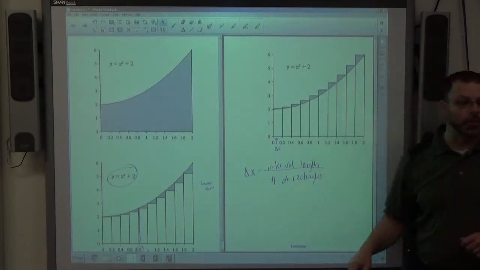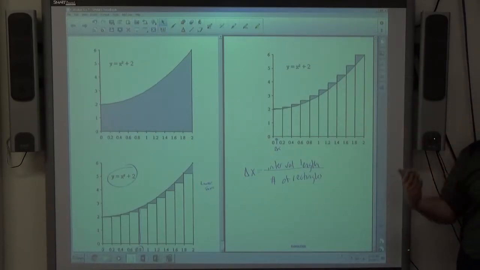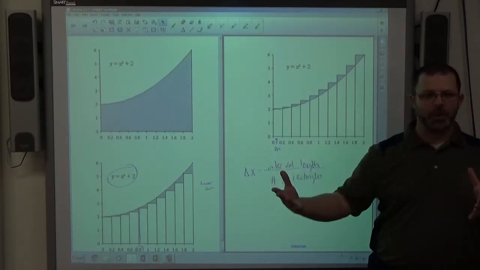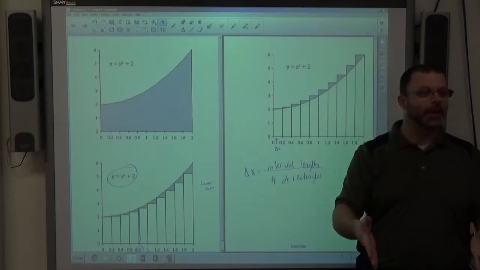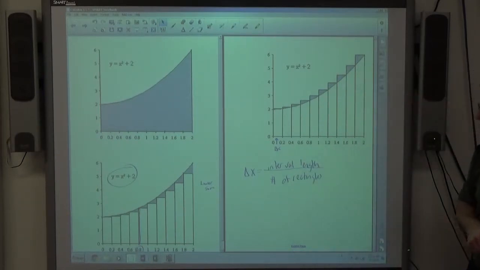So it's not always going to be 0.2. If I were to use 20 rectangles on this, 2 divided by 20 would be 0.1. Every one of those rectangles being 0.1 wide. The more rectangles you use, the more close your estimate's going to be to the right answer. But also the more numbers you're going to have to work with. So there's some sort of happy medium with these. The right number of rectangles that get you a correct enough answer where you don't get writer's cramp writing down all the stuff. All right?